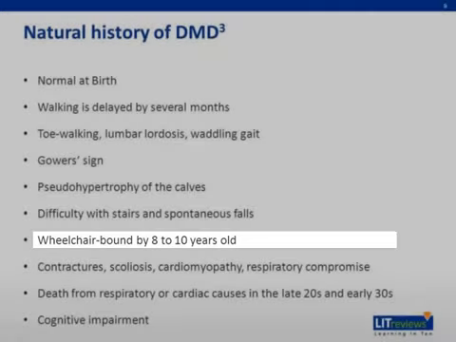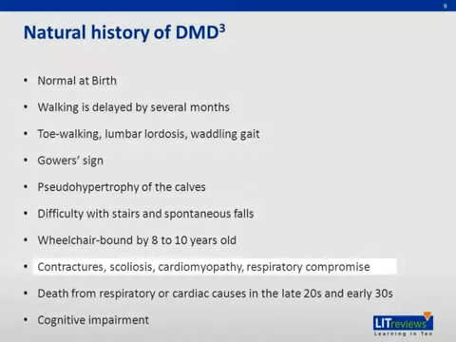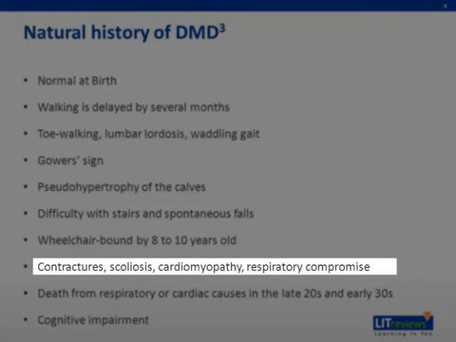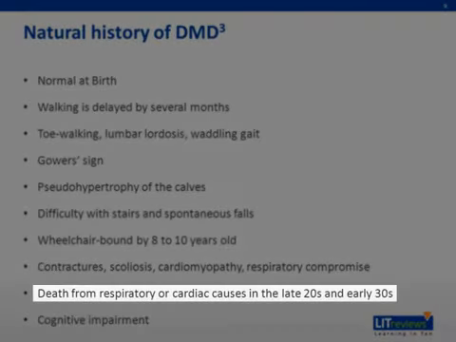After loss of ambulation, contractures of the hips and knees become more severe, and equinovarus deformities can develop, accompanied by pain. Severe scoliosis typically develops, causing restrictive respiratory compromise, and cardiomyopathy is common and can predispose to arrhythmias. This affects 100% of individuals by age 18 years. Death is usually by respiratory or cardiac complications in the late 20s or early 30s.